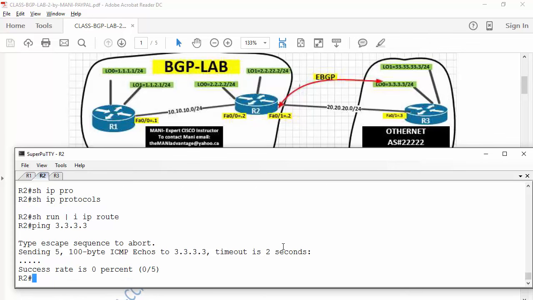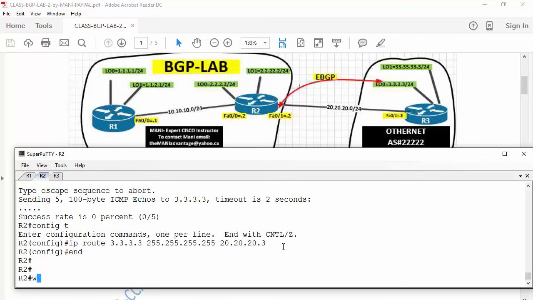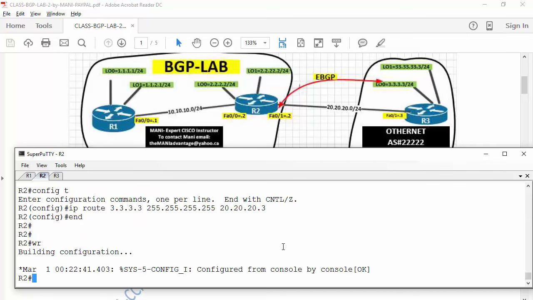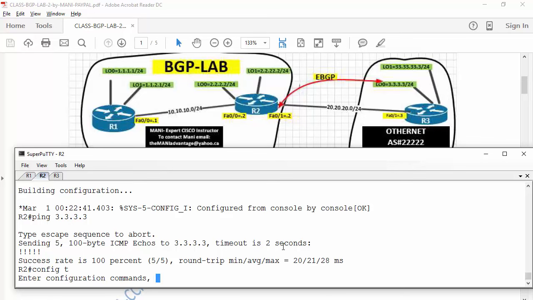So what I'm going to do, I'm going to put a static route. In the industry also they do this. I'm going to say IP route, if I want to go to 3.3.3.3 255.255.255.255, please go to 20.20.20.3. So I had to put a static route to get the reachability, because you have to get the BGP up to exchange the routing. To make BGP up, we must put a static route. So if I do ping 3.3.3.3, it's working. So it's good now.